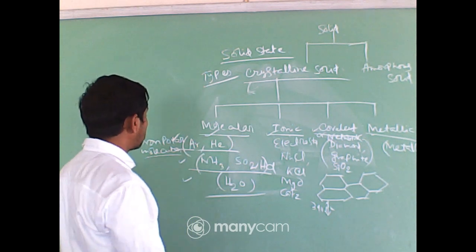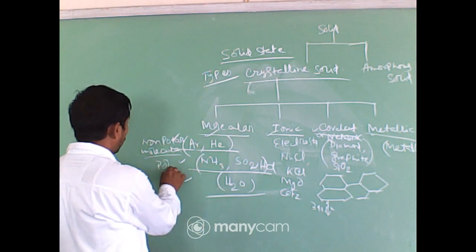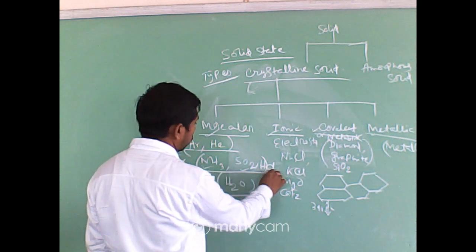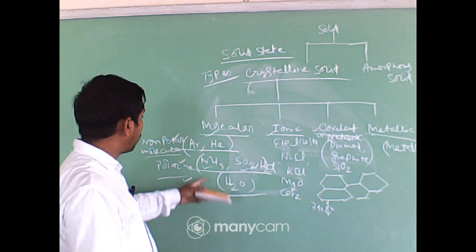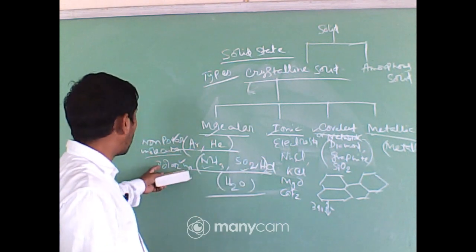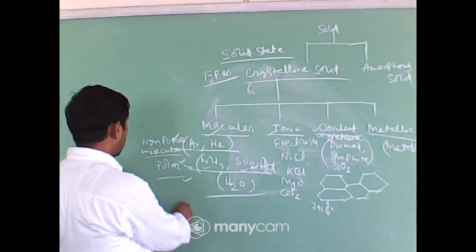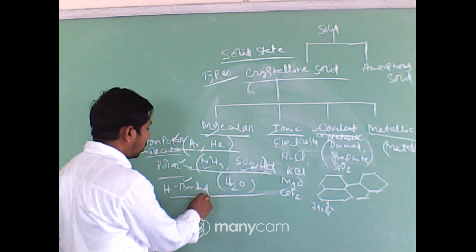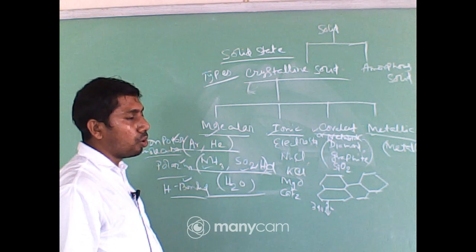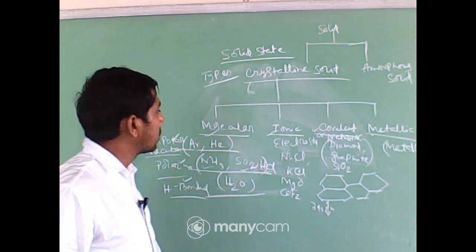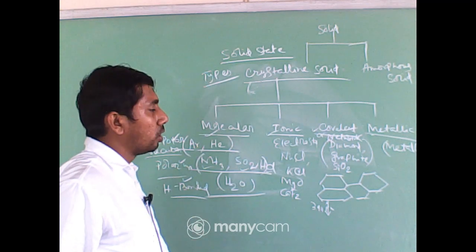Next one is polar. This is polar molecular solid, that is NH3, SO2, HCl, etc. Look at this, they have some electronegativity difference in all of these, so this is called polar molecular solid. The third one is hydrogen bonded molecular solid, so here H2O, and H2O2 are also called molecular solids.